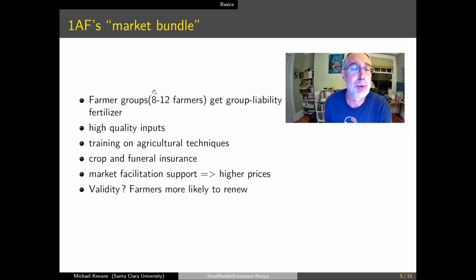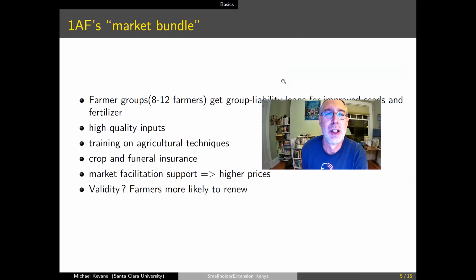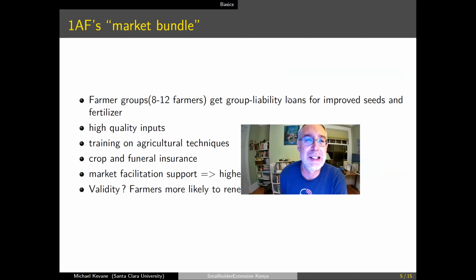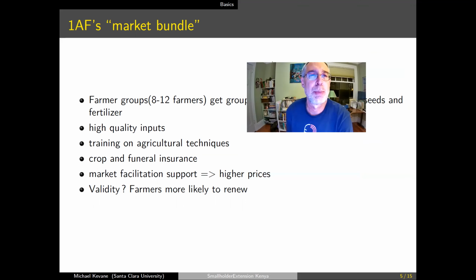The program itself grouped farmers into groups of 8 to 12 farmers, and they got loans that were the typical group liability loans. If one farmer doesn't pay, the other members of the group are responsible for paying that person's loan. They got improved seeds and fertilizer, and these are assured by the One Acre Fund to be high quality. They got trained in agricultural techniques. They got crop and funeral insurance. They got some market facilitation services in order to enable them to have better markets for their crops.